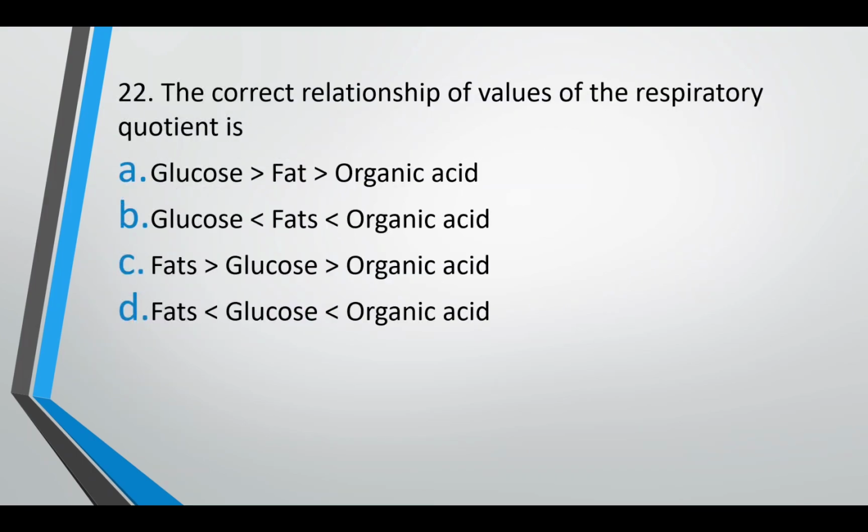The correct relationship of the values of respiratory quotient is, the options are given. Option A, highest in glucose followed by fat then organic acid. Highest in organic acid followed by fat then least in glucose. Highest in fat followed by glucose then organic acid. Highest in organic acid followed by glucose and least in fat. The correct answer is option D, that is highest in organic acid followed by glucose then fat.